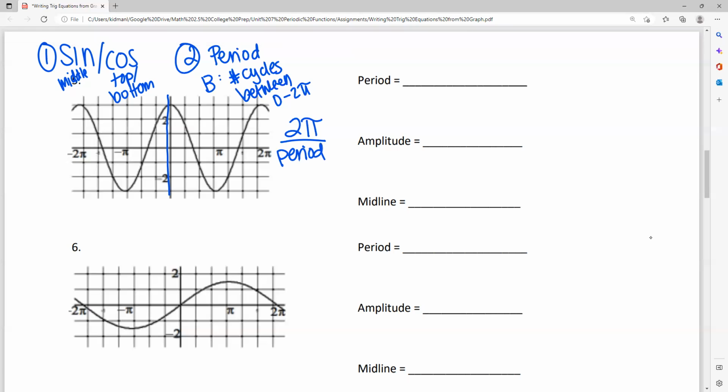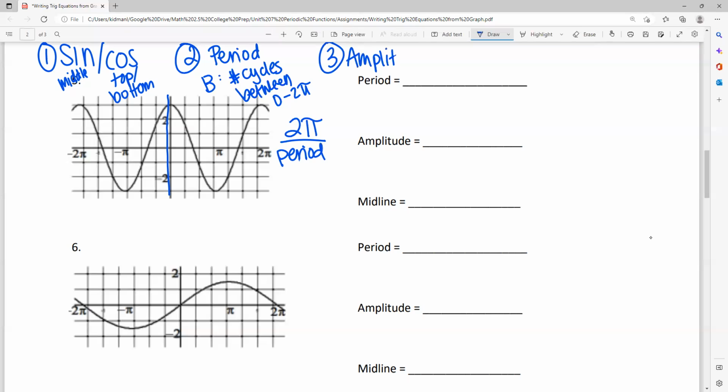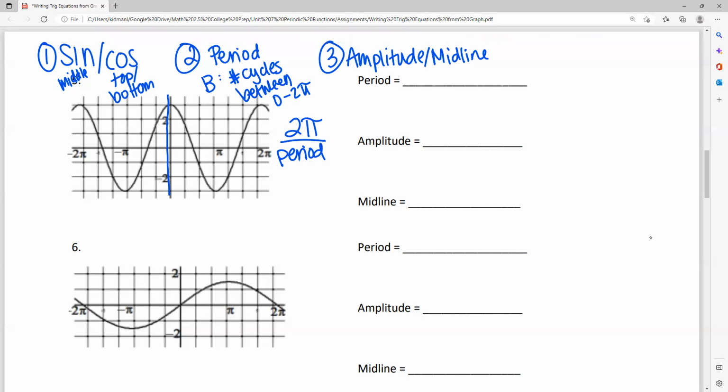After you've identified B, the third thing you need to do is figure out your amplitude, which is the distance from the midline to the top, and figure out your midline. That's going to be right in the middle, exactly where our function starts to repeat itself. A lot of the time you can find it at 0, but it could be at any number. It's going to be right in the middle of our function.